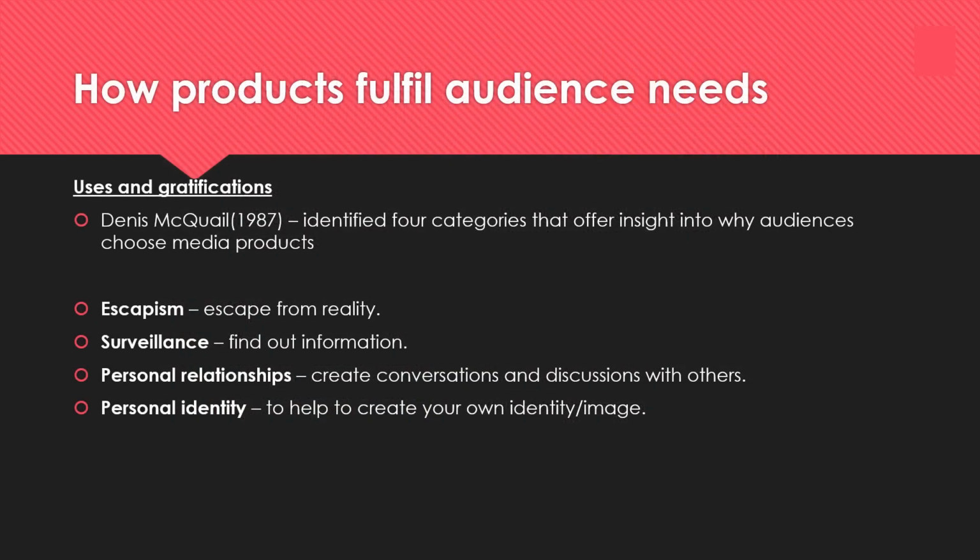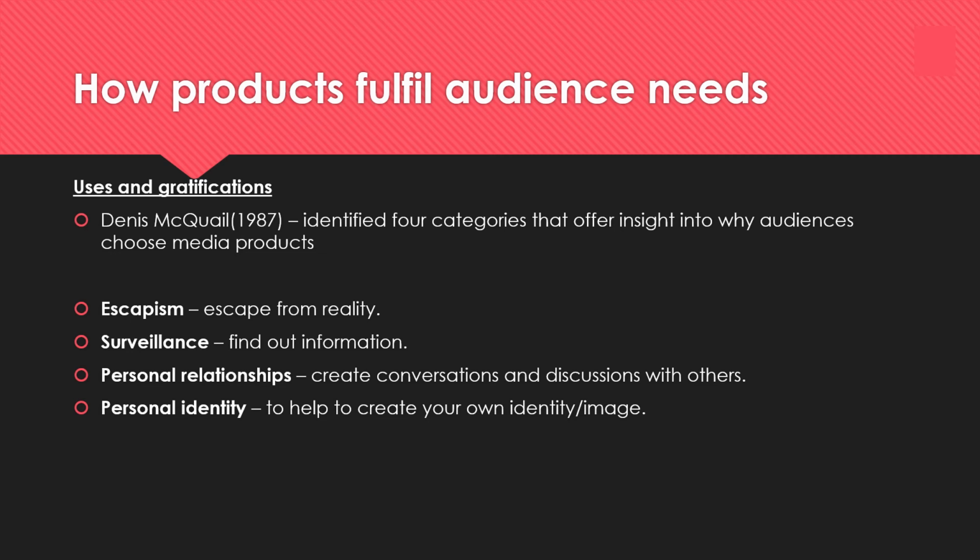So one thing that you might need to talk about is a little bit of theory about how you actually fulfill the audience needs. So how does a product meet what the audience wants? And one little theory that reinforces that is Dennis McQuail. He said that there's 4 categories that offer insight into why people choose a product. So why did you choose that magazine? Why did you watch that TV show? Why did you pick this film to watch? He said that there's 4 categories.